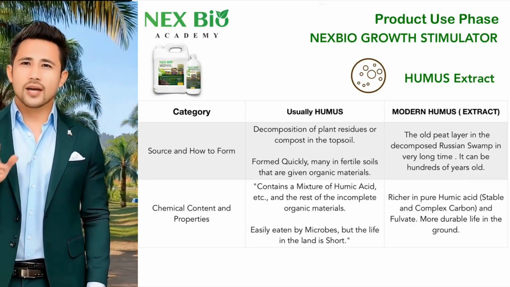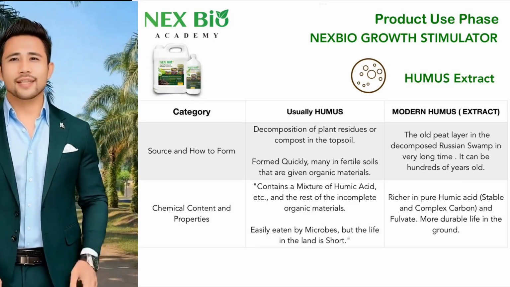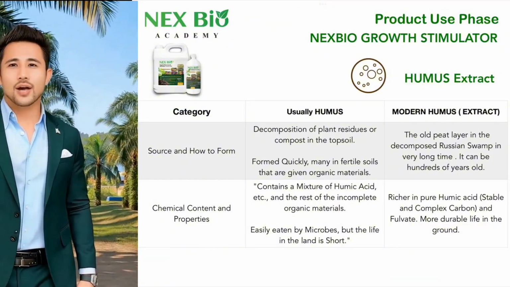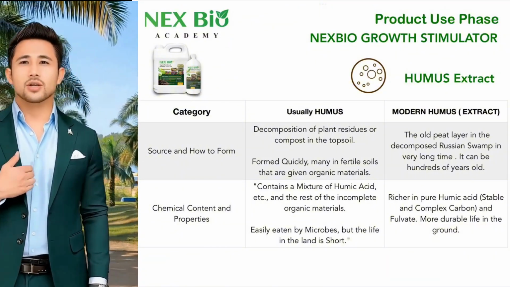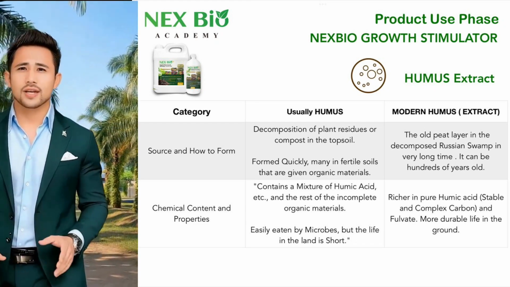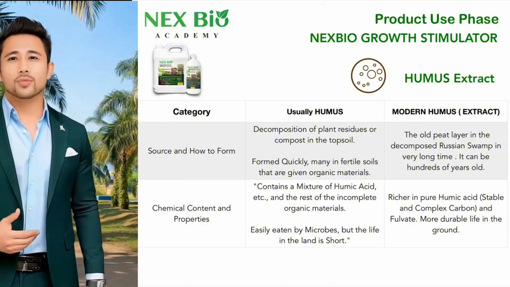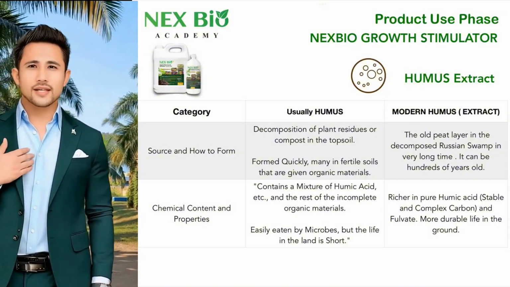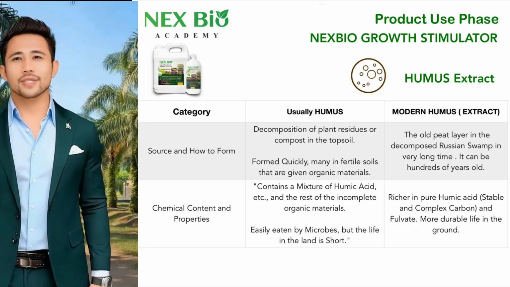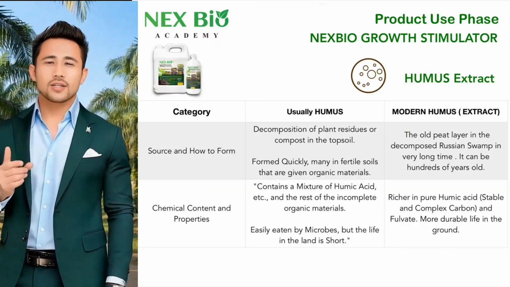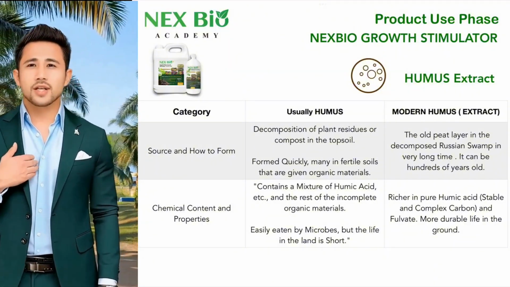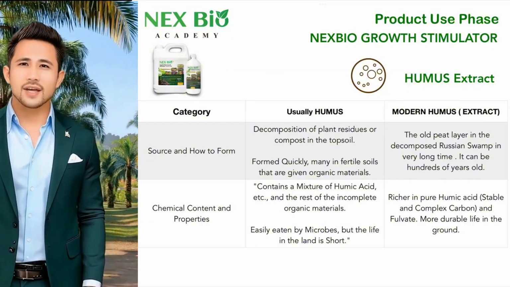First I want to share with you about the source and how it forms. Ordinary humus is the composition of plant residues or compost in the top of the soil. It forms quickly, mostly in fertile soils that are given organic material. But different from ours, our product comes from the old peat layer in the decomposed Russian swamp over a very long time. So the age can be hundreds of years old.